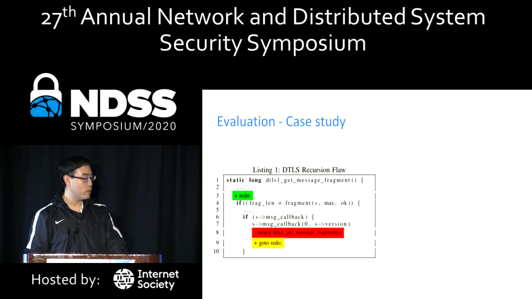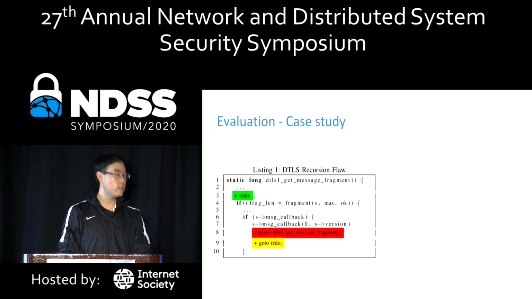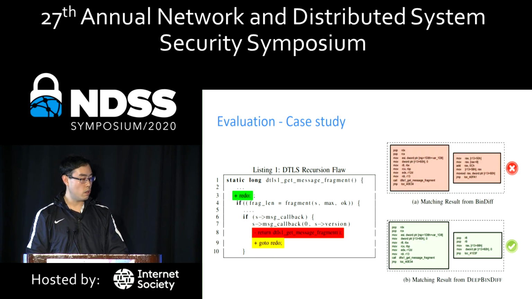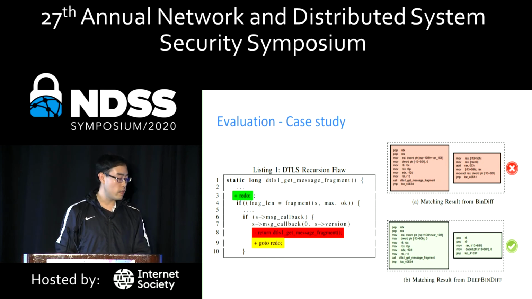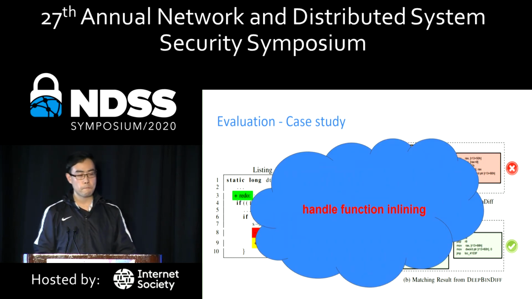Before we close, we also conduct 2 case studies. The first one is a recursion flaw in OpenSSL. The tricky part is that this function is in fact inlined into another function, so it's kind of hard to perform the binary diffing. We did it, and it shows that BinDiff wasn't able to find the correct matching, but we were able to find it. So that shows we can handle function inlining.